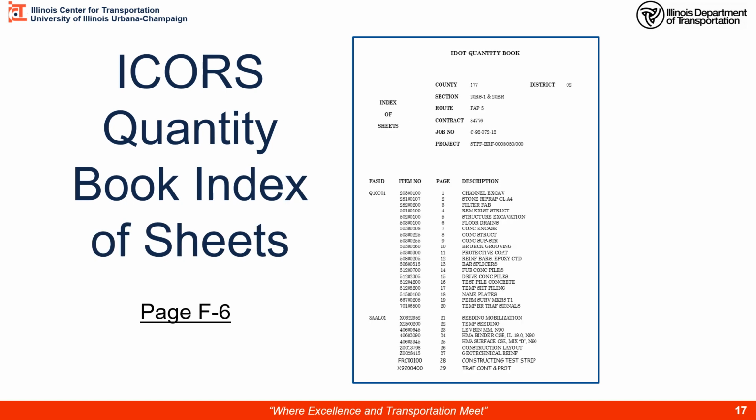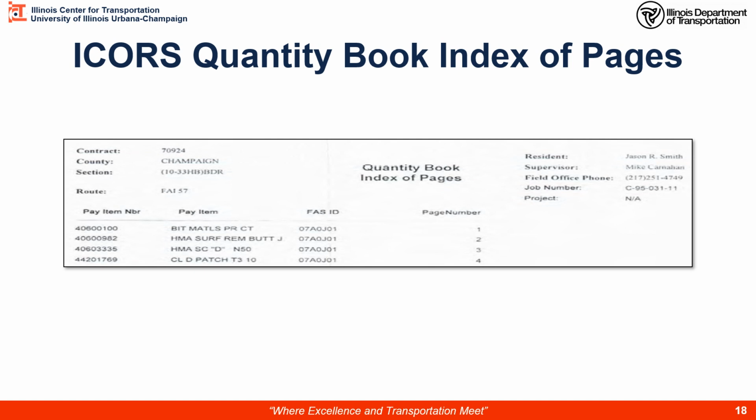This is the index of sheets for I-Course. This one was pre-printed from an I-Course packet and becomes a manual quantity book at that point. We can tell by these last two items were extra work that were added, and they are typed in. They are not in alphanumeric order, whereas if it was in I-Course, it would automatically change this index to include those items.